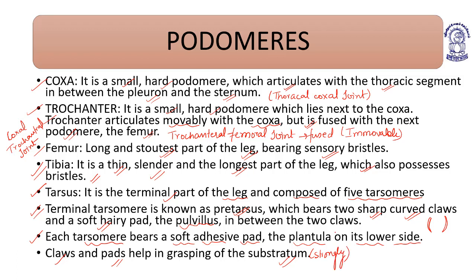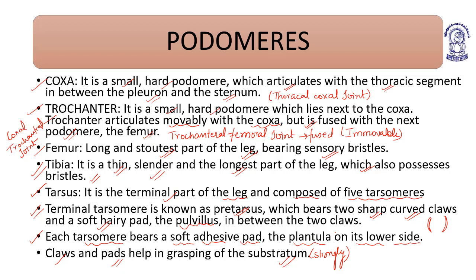Okay, so coxa, it is the small hard podomere which articulates with the thorax in between sterna and pleura. Trochanter, it is a small hard podomere which lies just next to coxa. It makes 2 joints, one with coxa, the other with femur. The femoral joint is immovable and the coxal joint is movable. Femur, it is the long and stoutest part of the leg bearing sensory bristles. Tibia, it is a thin, cylindrical and longest part of the leg which also possesses bristles.